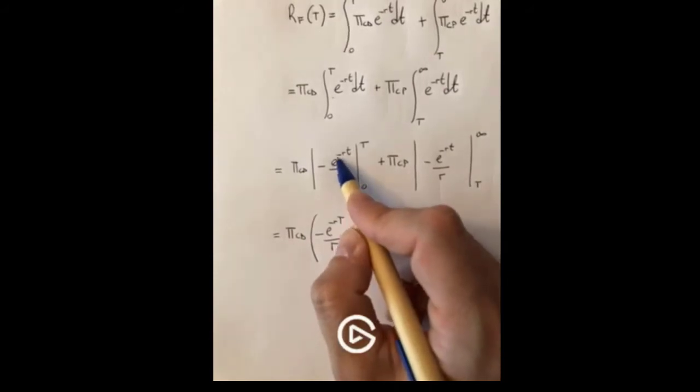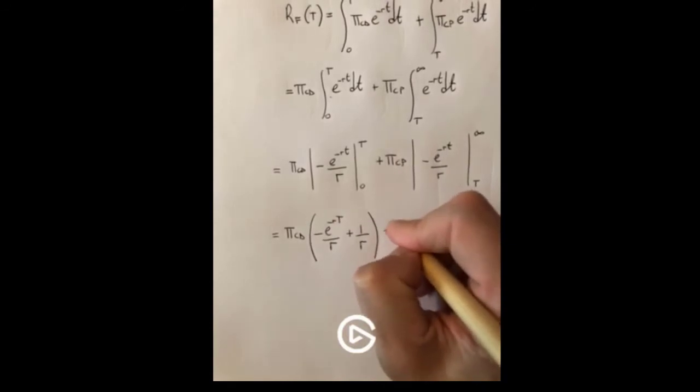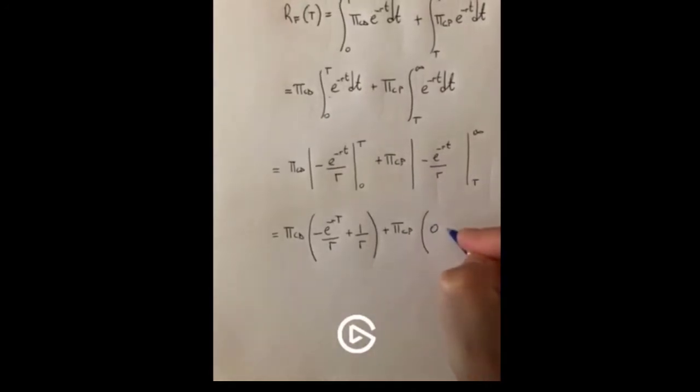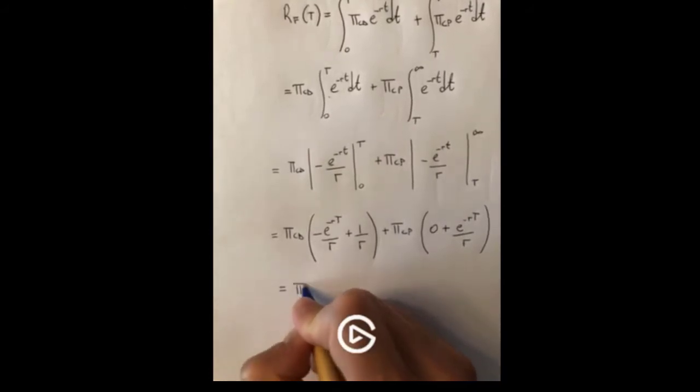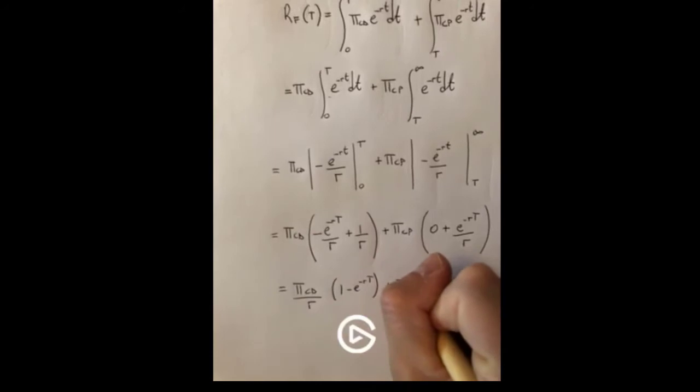This function evaluated at 0 is the exponential of 0, that is equal to 1. So this becomes plus 1 over r, plus pi CP that multiplies this function evaluated at infinity. So e to the minus infinity is equal to 0, plus the function evaluated at capital T, that is e^(-rT) divided by r. So it's the difference between the function evaluated at infinity and the function evaluated at T. Evaluated at infinity is 0, minus the function evaluated at T, that becomes plus. Okay. So eventually, I can simplify everything to pi CD divided by r times (1 minus e^(-rT)) plus pi CP divided by r with e^(-rT).